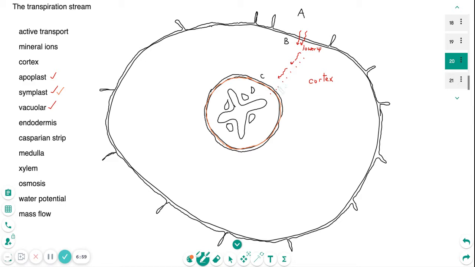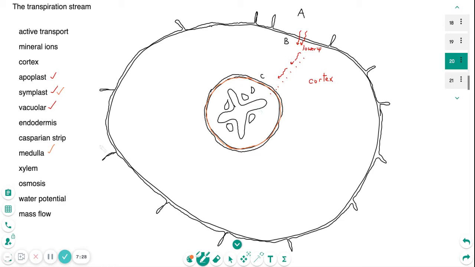And then when it gets across this endodermis, it's now in a region called the medulla, which is just this tissue surrounding the xylem and the phloem. So we've gone from the outside, across the root hair cells, along the cortex, and then we've got to the endodermis with the Casparian strip. The apoplast pathway has been forced into the symplast, and now we're in the medulla, and now the water can finally get into the xylem.